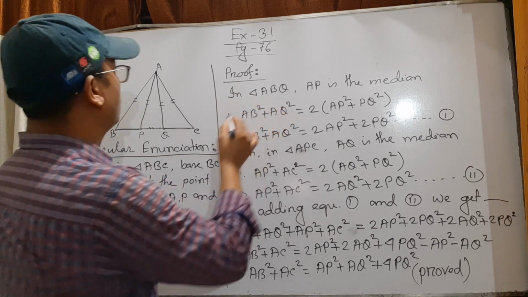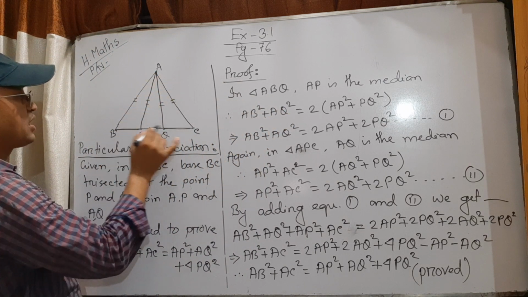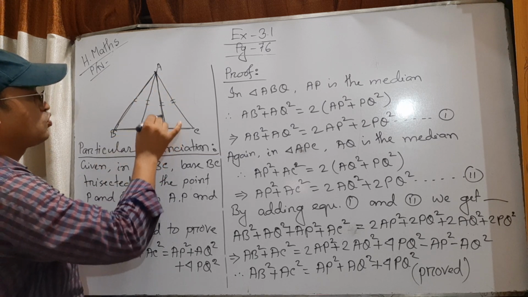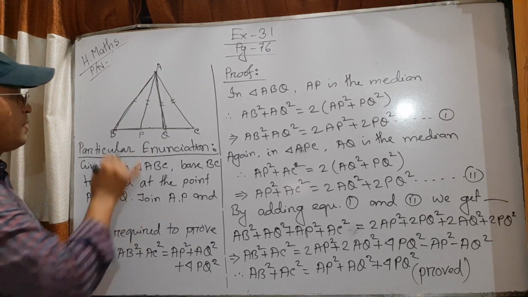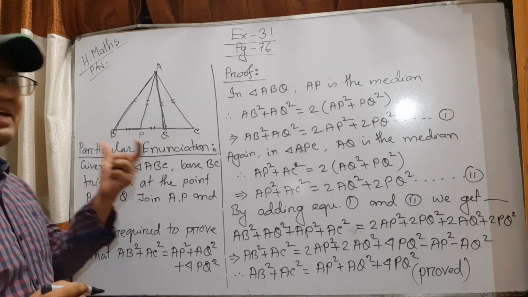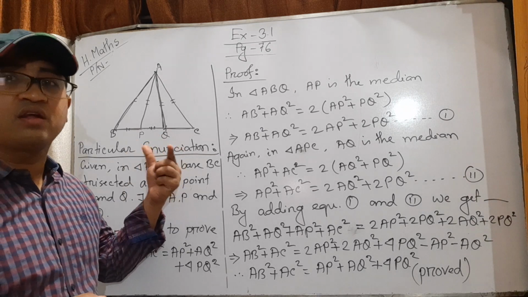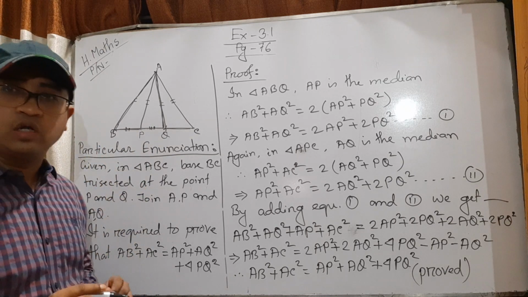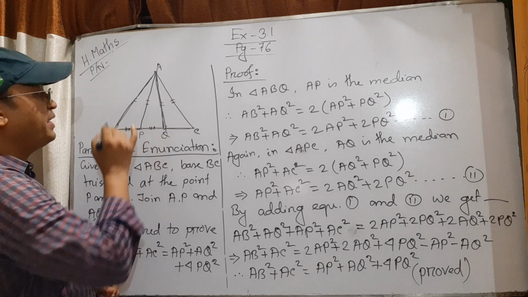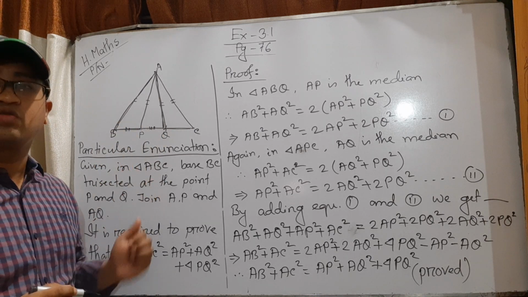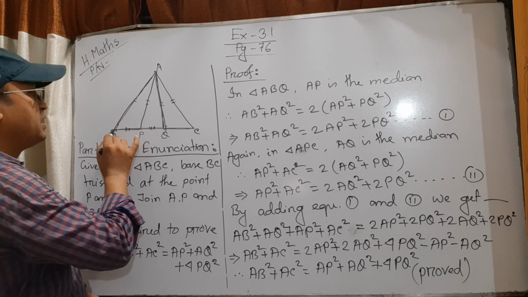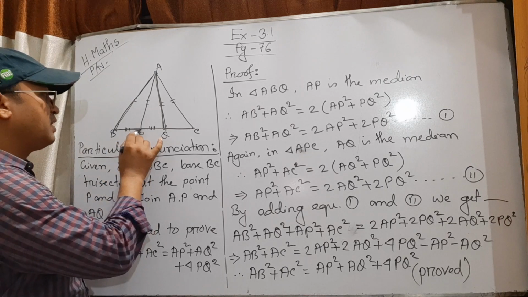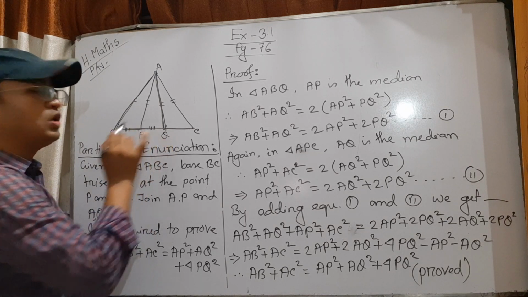In triangle ABQ, look, at first we consider triangle ABQ, this portion. This is a triangle. At first we consider this triangle. Look, BP equals PQ, because this is trisected. All three parts are equal. So BP and PQ are equal. If BP and PQ are equal, we can say AP is the median of this triangle ABQ, because it is divided into two equal parts, BP equal to PQ.